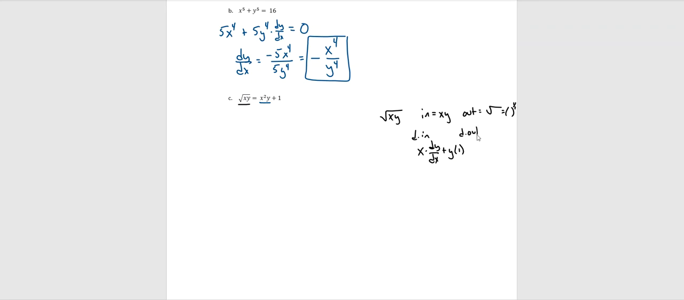And the derivative of the outside is 1/2 to the negative 1/2. So the derivative of the square root of xy part is derivative of the outside. No, that's not where I want it. I'm going to need that for scratch work. So the derivative of the square root of xy is the derivative of the outside, leave the inside alone, and then multiply by the derivative of the inside.